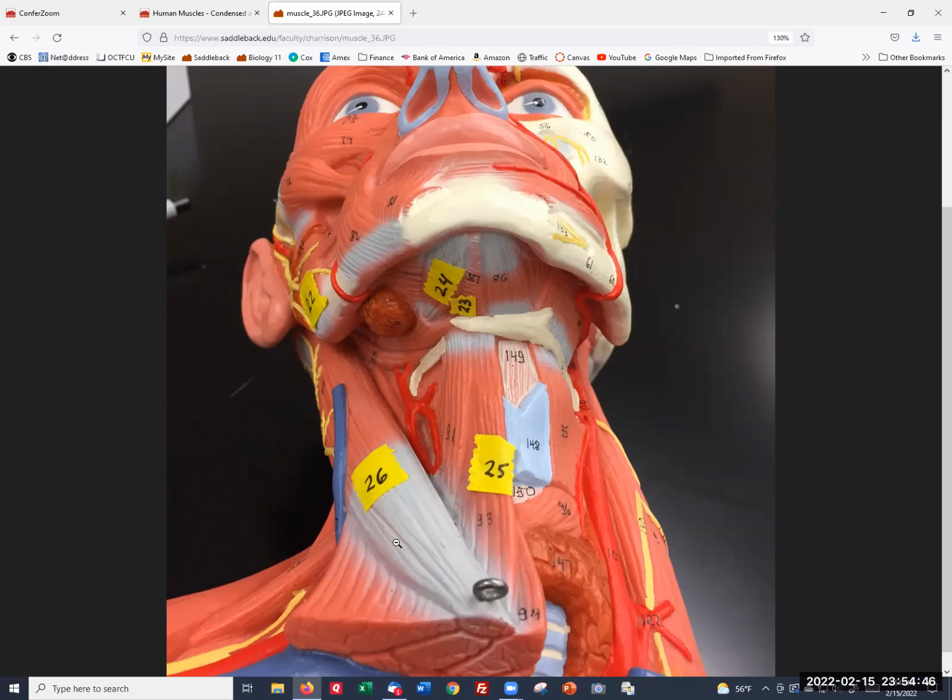26 is from the sternum to the mastoid process behind the ear. This is the sternomastoideus. Obviously, there are two of them, but this other one's been taken away. We would go from here to here.